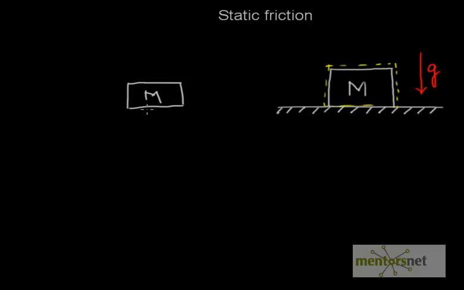Drawing all the forces. One, there's a downwards force which is of gravity. There's an upward force which is the normal reaction, and we can immediately see that the normal reaction is equal to gravity. Now this is fine.